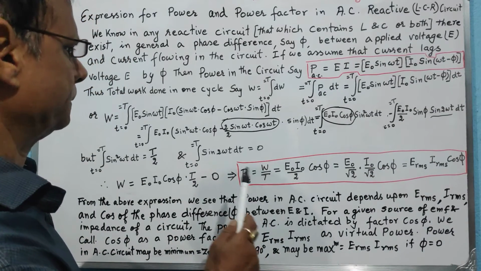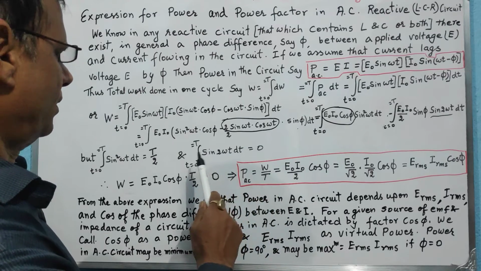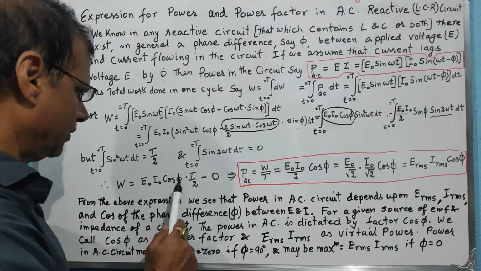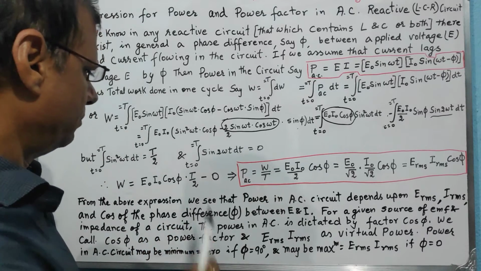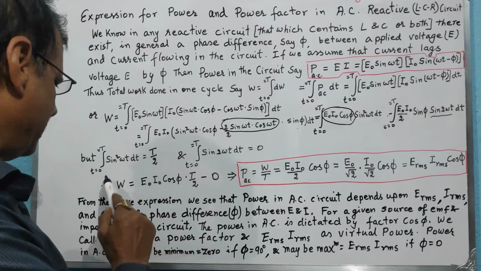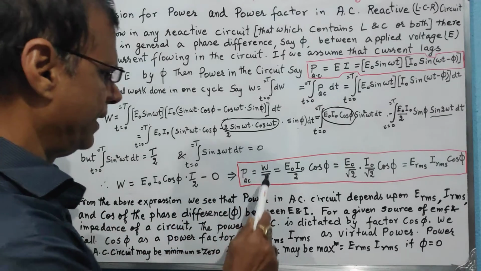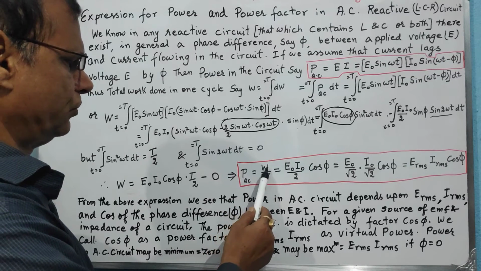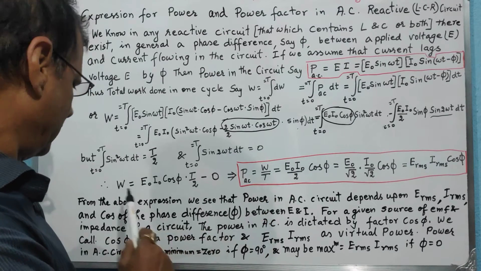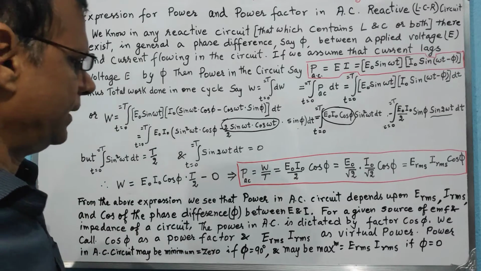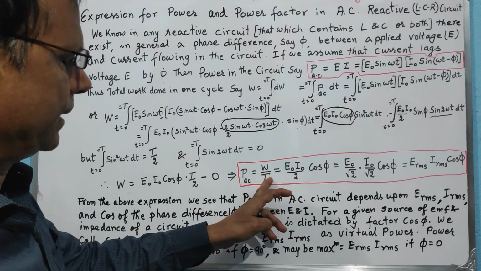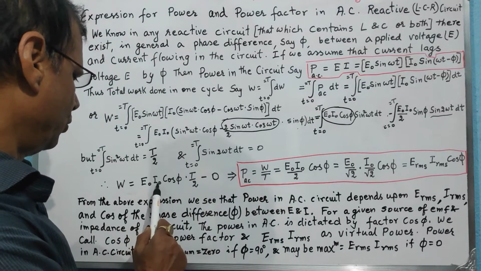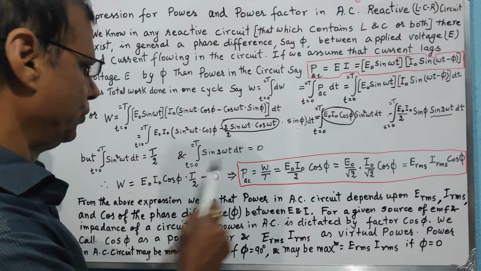So we get work done equal to E0 I0 cos phi into T by 2 minus 0. That means work done is this much. When we divide the work done by time, we get power. So power is equal to total work done by total time taken. We are taking the whole time period, so divided by time period capital T, T cancels here, and therefore we get E0 I0 by 2 into cos phi.